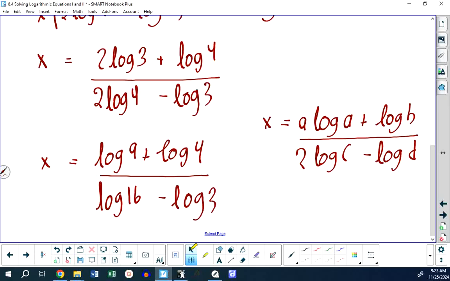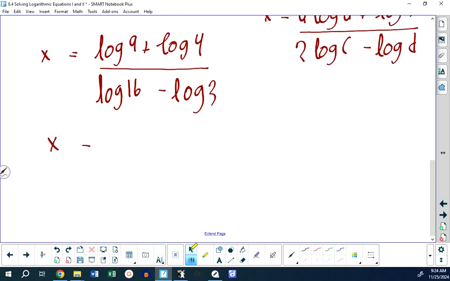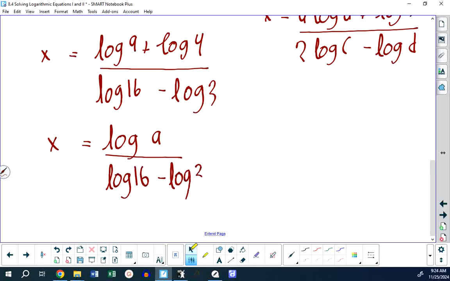I hope you all see how 2 log 3 can be written as log 9, and 2 log 4 can be written as log 16. So maybe I give you a question, or you see a question where it says x is equal to log of a over log of 16 minus log of 3. And a would be 36, because log of 9 plus log of 4 is log of 9 times 4, which is 36.